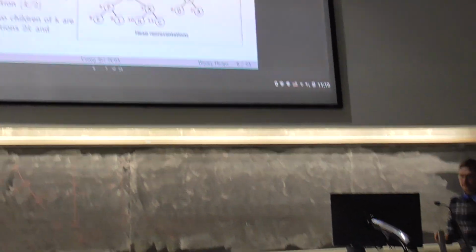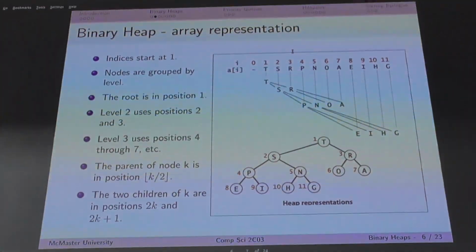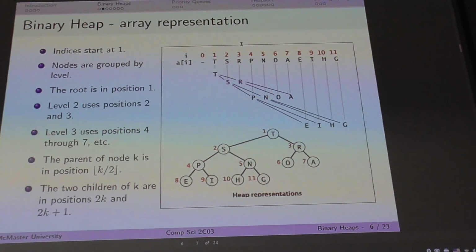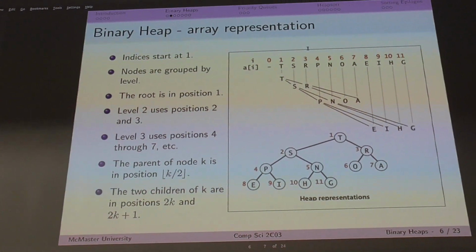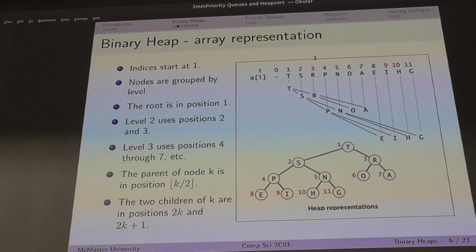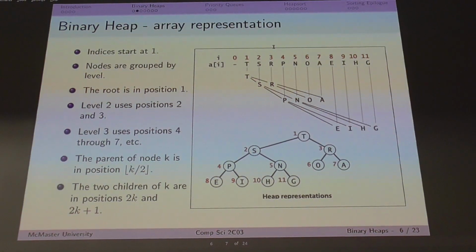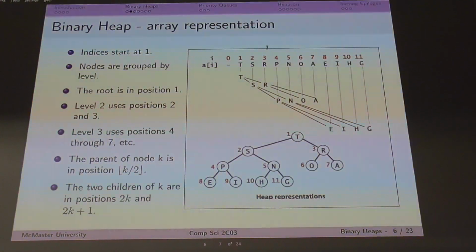First, let's talk a little bit about how we might implement this in an actual array. First of all, indices start at 1 rather than 0. You leave 0 blank for numerical reasons related to computation.